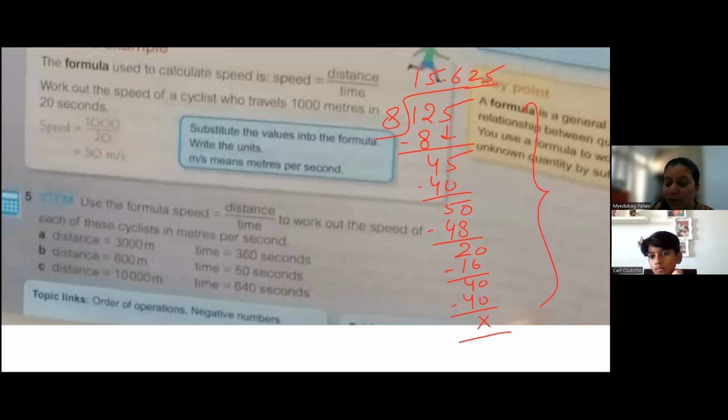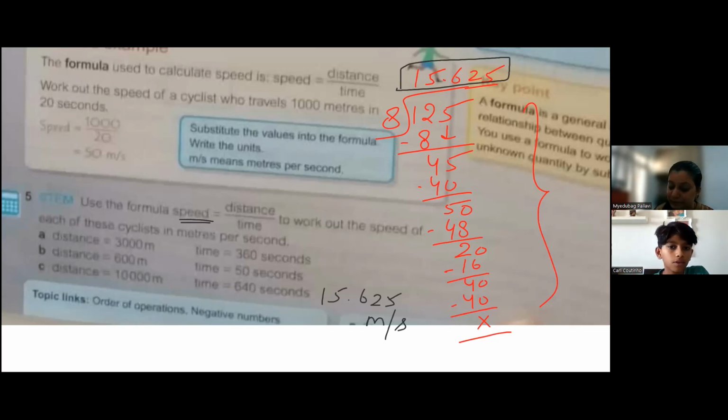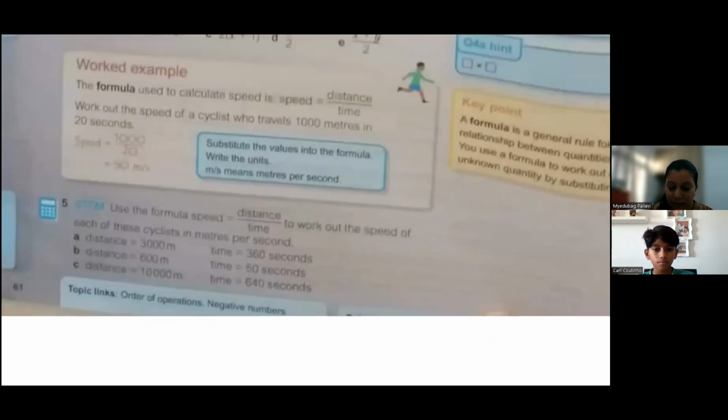I hope you know how we do this thing. Division, so you must be knowing, no? Yeah, I got the same answer only, 15.625. Yes. Okay, so the answer will be 15.625 meter per second. So this was the value of different speeds that we got when we put different values for distance and time, right? Yes. Okay, let's see the next question.